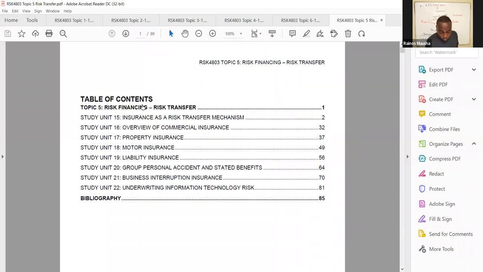So now, in topic five, although we're given all these study units, the most important study units that you need to make sure you take note of are study unit 15, study unit 16, and business interruption. These are the three that you need to look at.